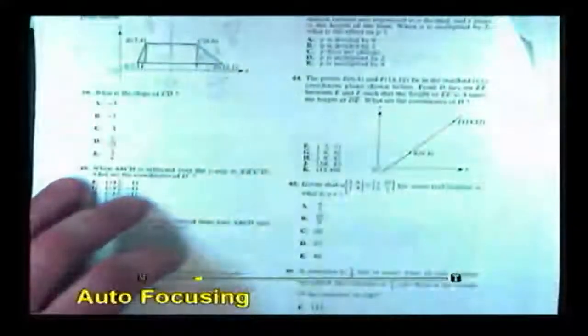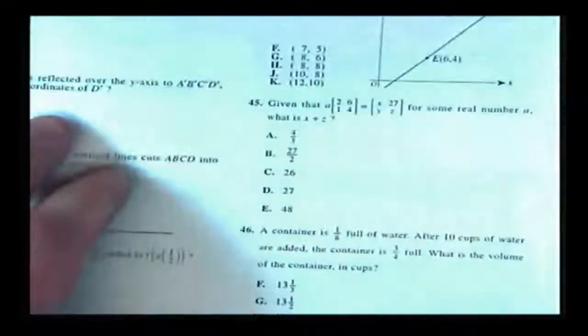Problem number 45. So we'll zoom in. Maybe. There it is. I see it. There's those matrices. Whoa, too much zoom. All right.